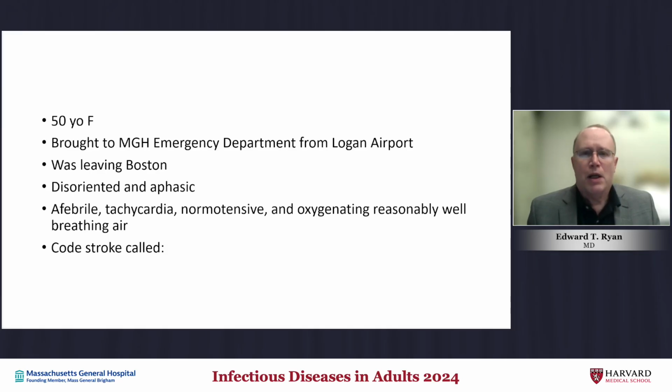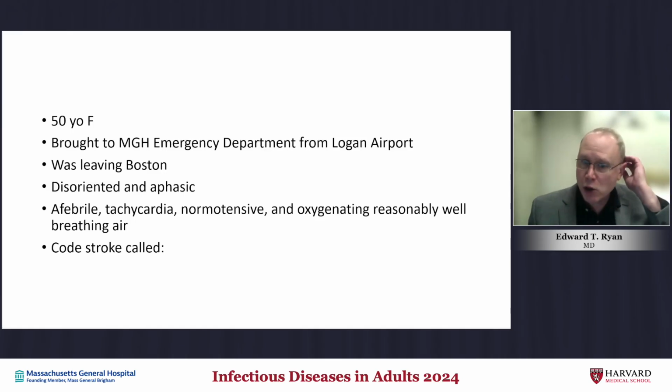So case one is a 50-year-old woman who was brought to the Mass General emergency room from Logan Airport. That's our airport on the other side of the tunnel. She was on her way out of Boston, and in the airport, she became disoriented and aphasic. So her friend got medical help, and 911 came, and they brought her over to the emergency room. In the emergency room, she was afebrile. She was disoriented and aphasic, but her physical exam was very unremarkable.